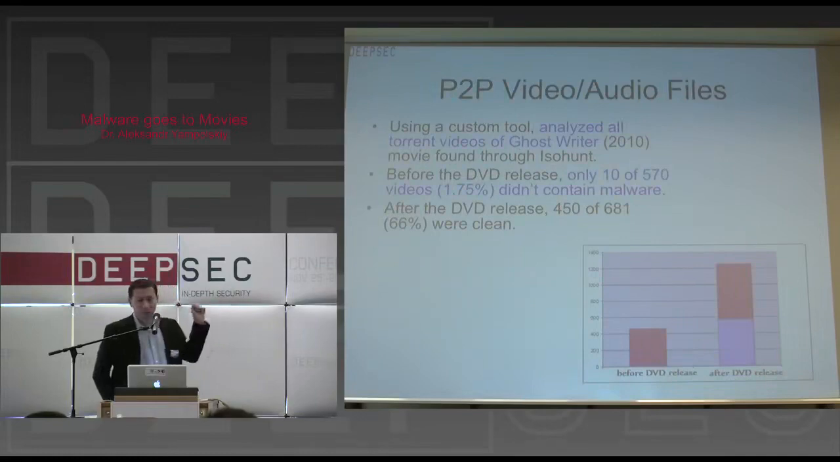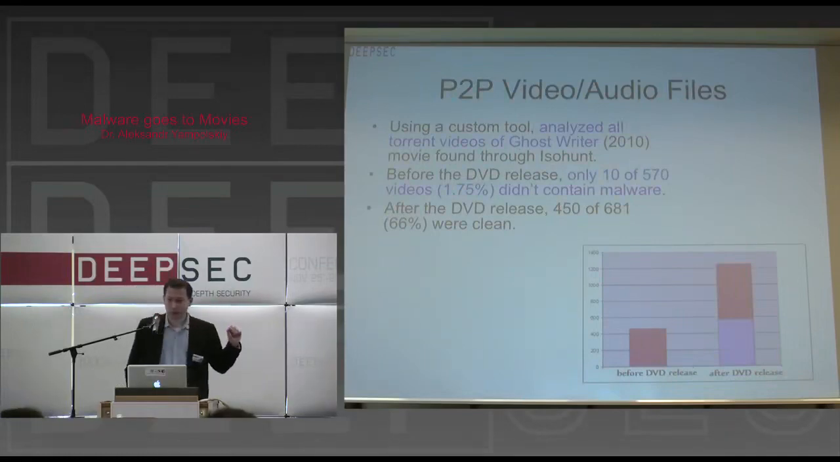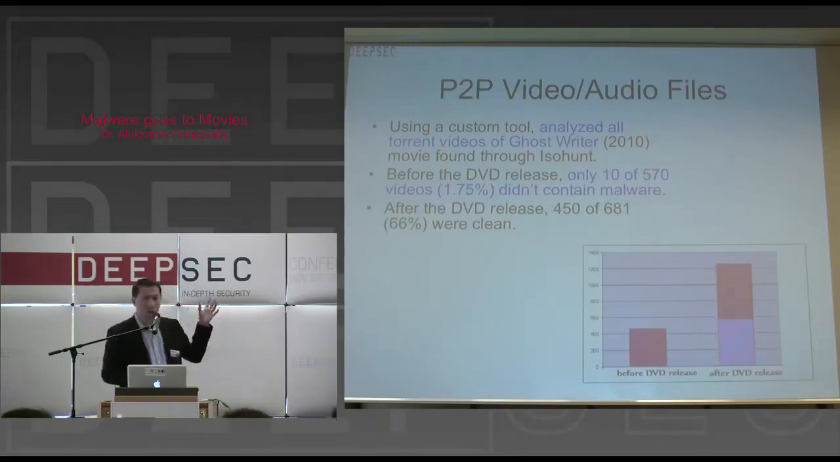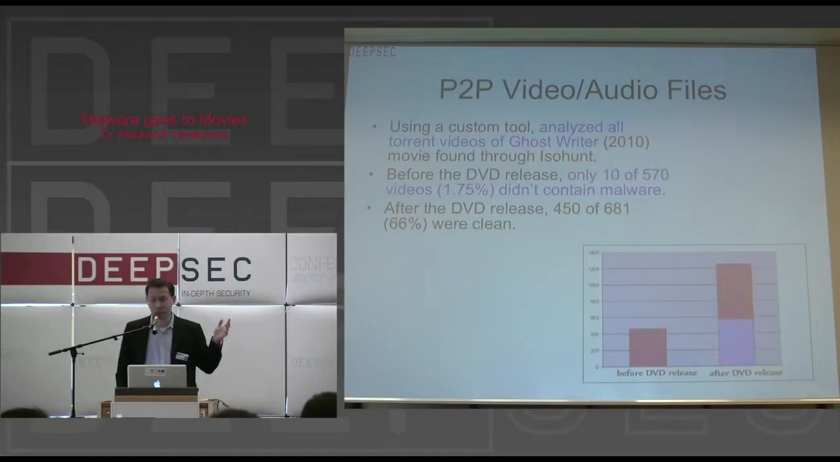I did a study of my own. I have a custom tool which I implemented, which looks at the torrent files and downloads the video piece by piece and then checks if the video contains any malicious scripts. So there's an interesting statistic. I took one movie called Ghost Rider by Roman Polanski, and before the DVD release, 10 out of 570 videos didn't contain malware. So 1.75% didn't contain malware. And almost 98% of videos that you found online were malicious.